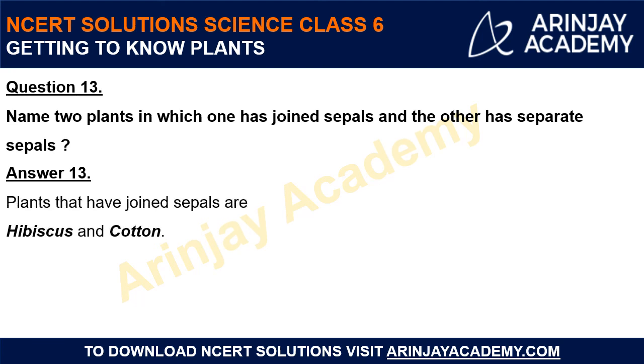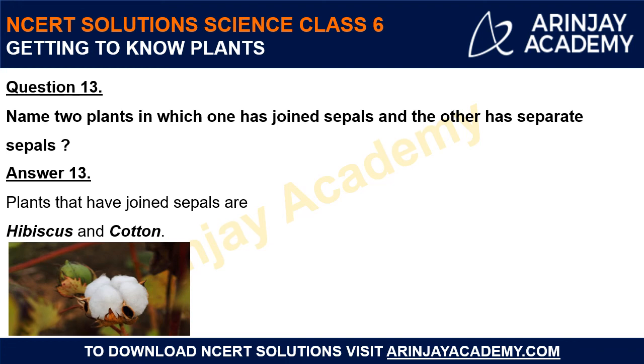So the plants that have joined sepals are hibiscus and cotton. So the two plants that you can name here, they are hibiscus and cotton. So you can observe from the image as well, unke jo sepals hai, they are joined with each other. Okay, so thus you can put it in this category.